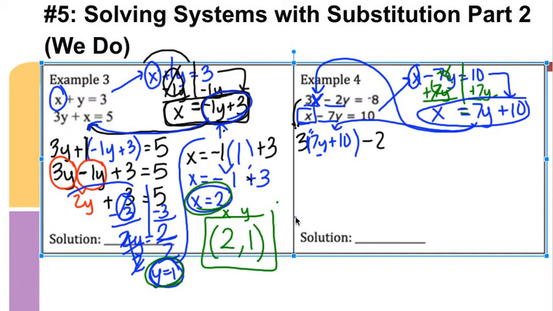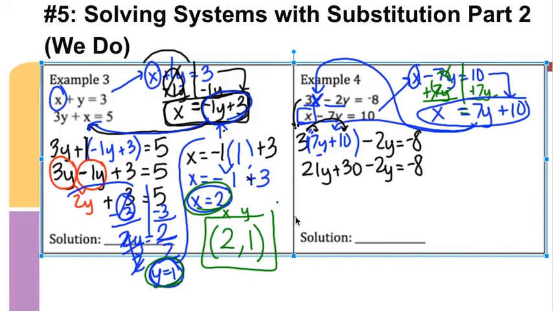Subtract 2y equals negative 8. So I use the distributive property, 3 multiplied by 7y, and then 3 multiplied by 10. So 3 multiplied by 7y is 21y, 3 multiplied by 10 is positive 30. I write down negative 2y and equals negative 8.